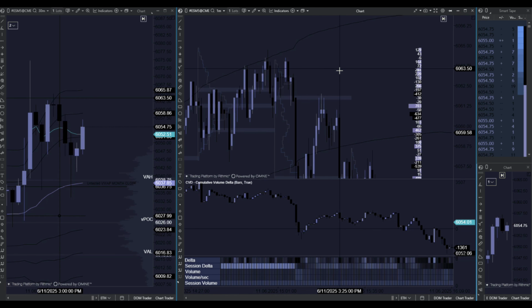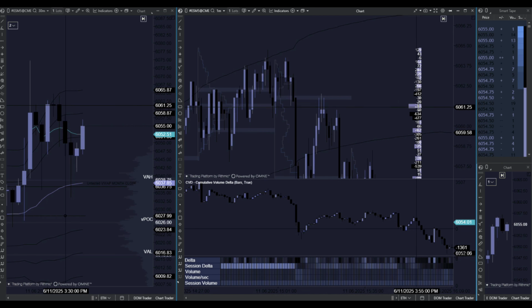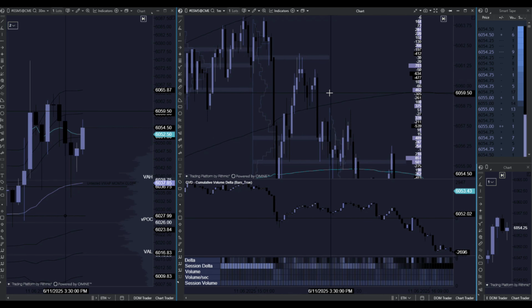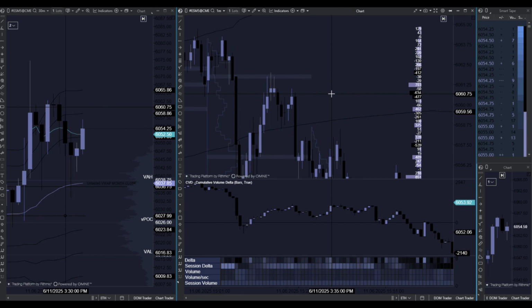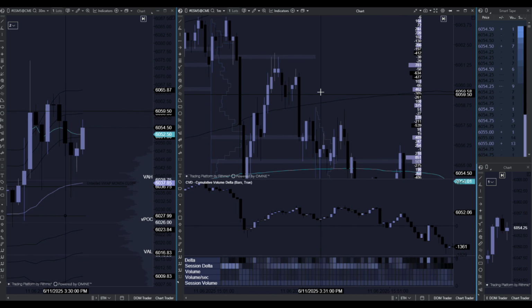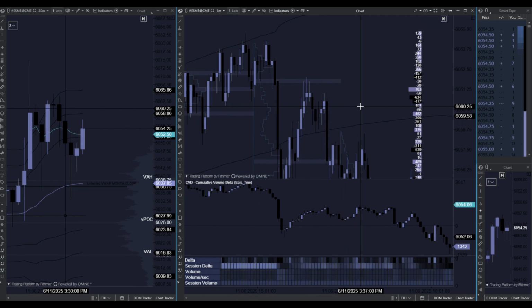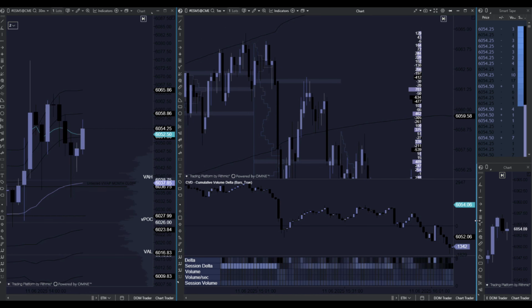Once I started seeing that, a few candles with big positive delta but zero progress, that's my cue. It tells me either large sellers are absorbing or buyers are simply running out of strength. Either way, I'm no longer looking for a breakout. I'm looking to fade this strength. That's when I took the short.